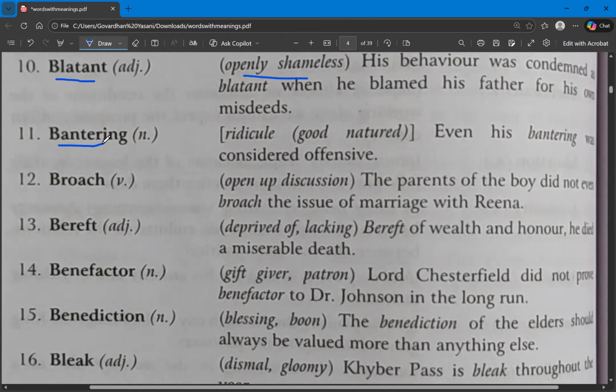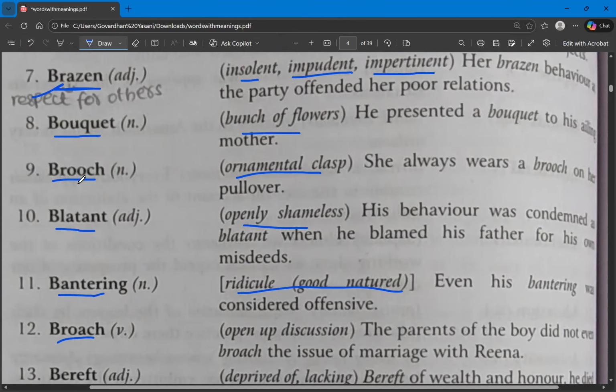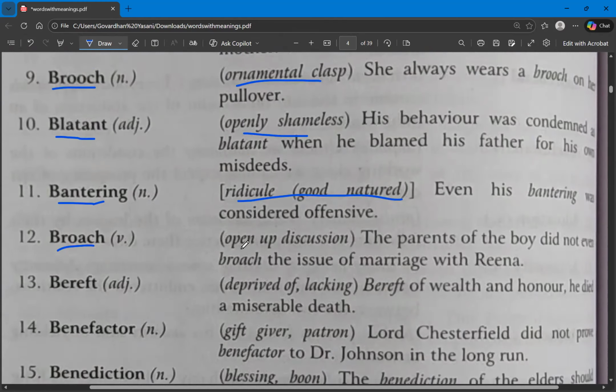Banter or bantering means ridiculing someone in a good way. It's like making jokes on someone in a good way. So bantering means ridiculing, good natured. Next, broach. This broach is different from brooch. Here we have double O's, here we have OA. Broach means open up discussion. Open up, broach. Open up discussion.